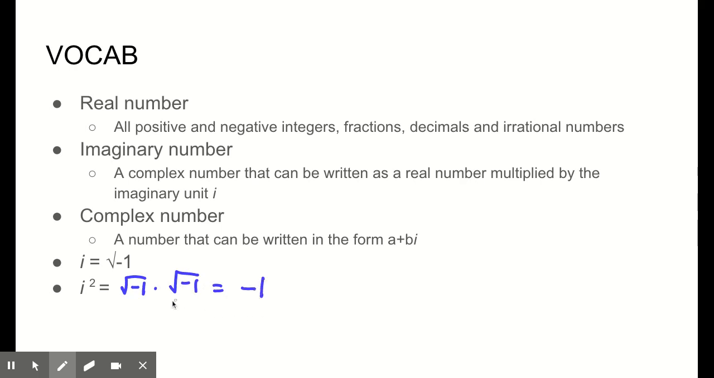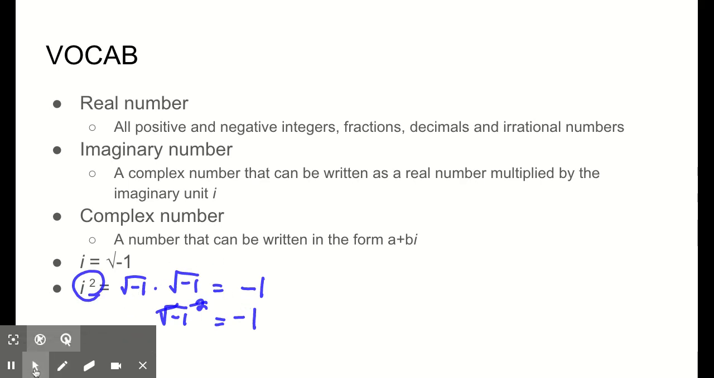Well, if we apply the same idea that we just saw in the previous slide, if we square the square root of negative 1, the radical and the exponent undo each other because they are inverse operations. And again, that leaves us with negative 1. So you can look at this either way, but in both cases, i squared is equal to negative 1. So if and when we are simplifying imaginary numbers, anytime we see an i squared, we will replace that with negative 1. So let's take a look at some guided practice problems now.